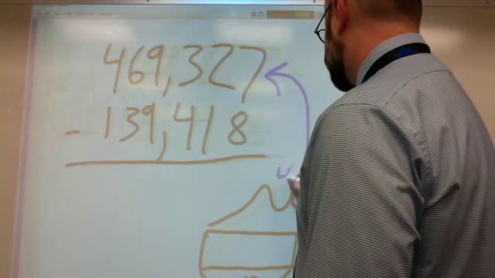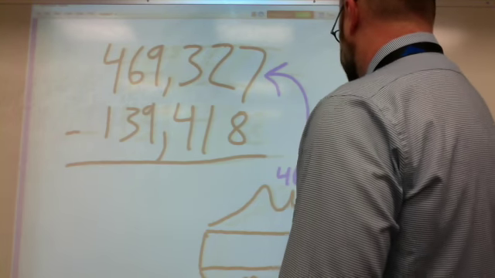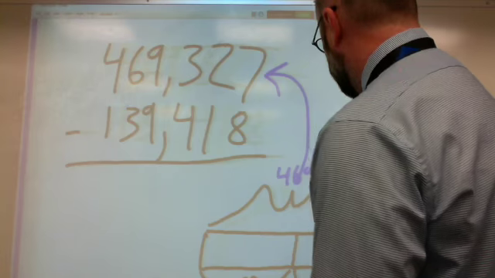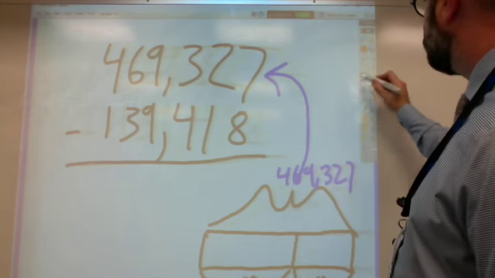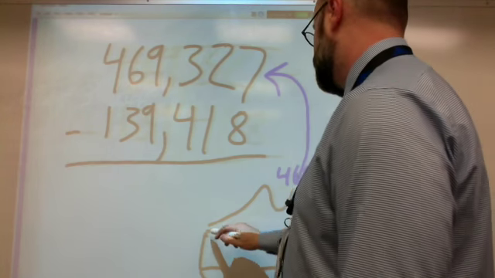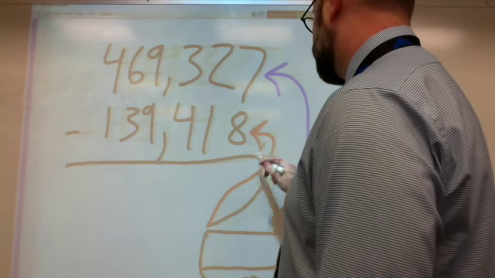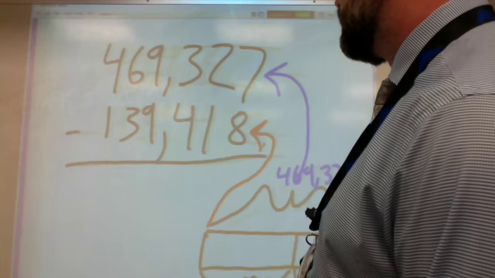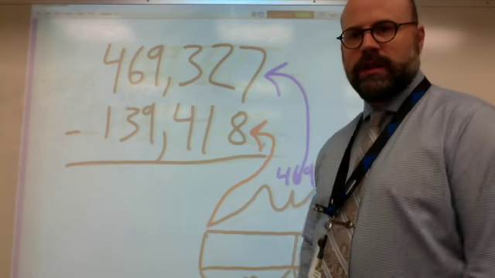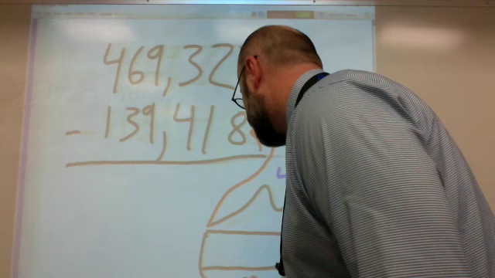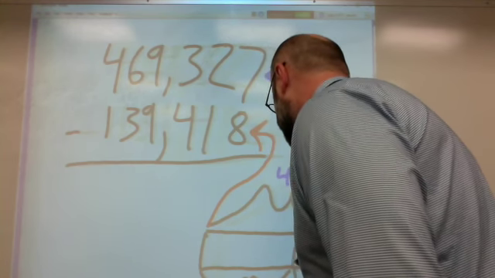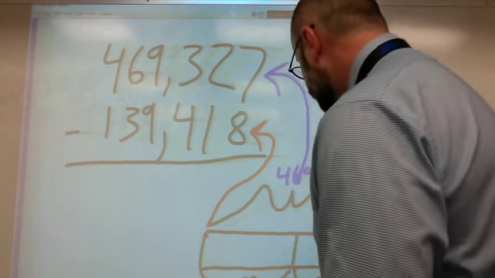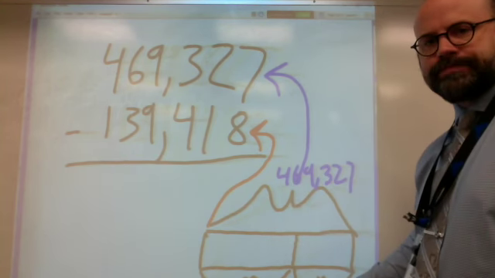So it's 469,327. And then you have the piece here, one piece of the whole, and that is this number here, 139,418. That's easy. You write it down here. You're going to be asked to do a tape diagram, so I hope you're paying attention. 139,418. And then our missing part.